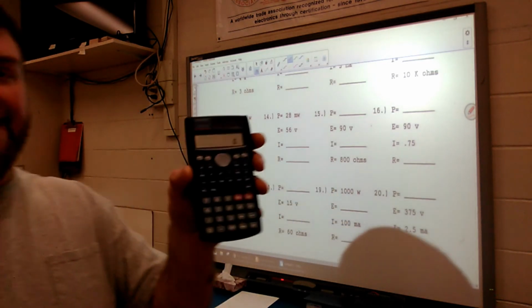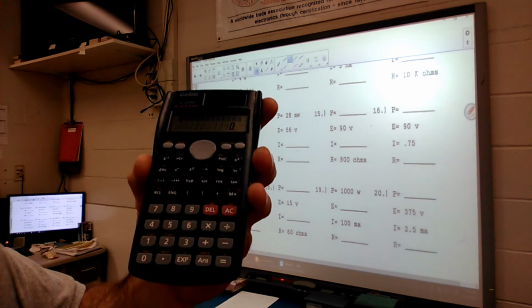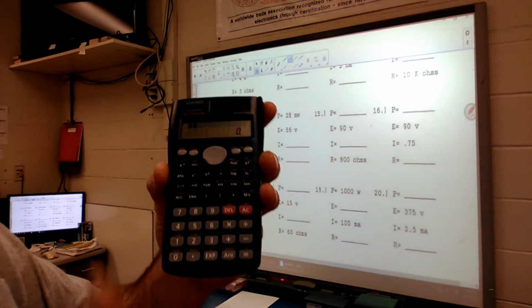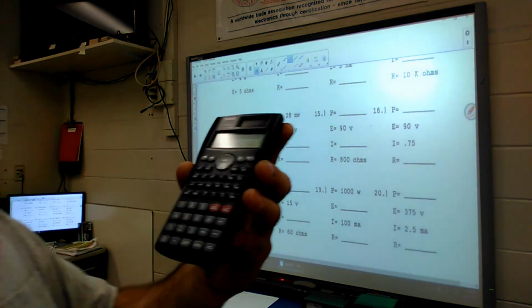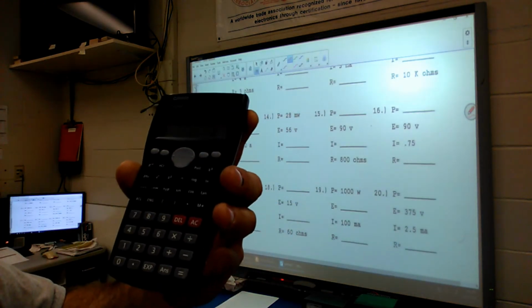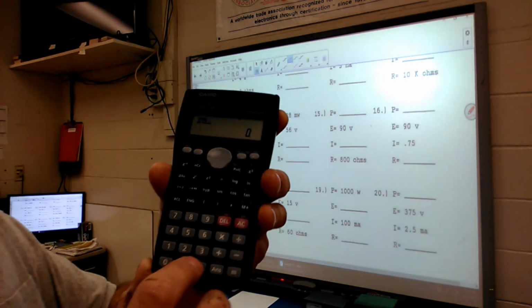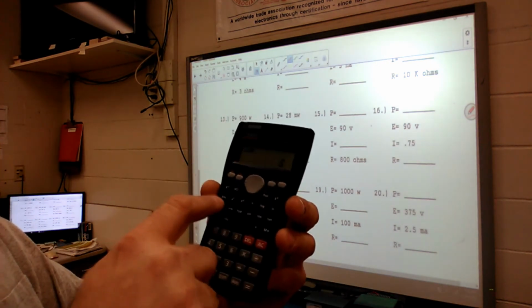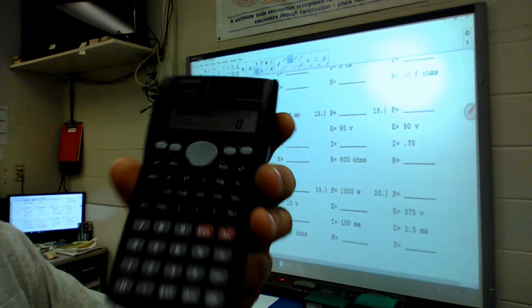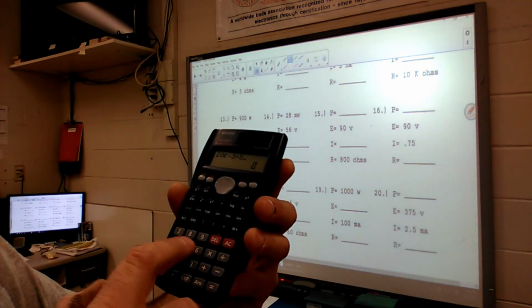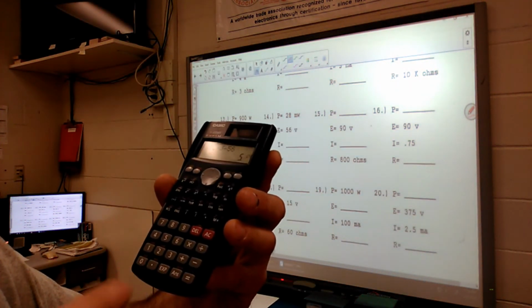So we're going to, again, with the calculator, put 28. If you see how dirty my hands are, it's not dirt, I'm painting. Just so you know, I've been painting. 28, yeah. Exponent negative 3. Okay, there's my 28 milliwatts. We're going to divide that by 56 volts.